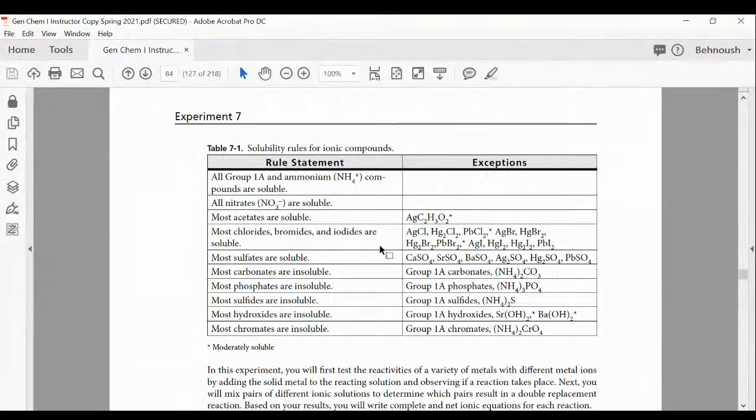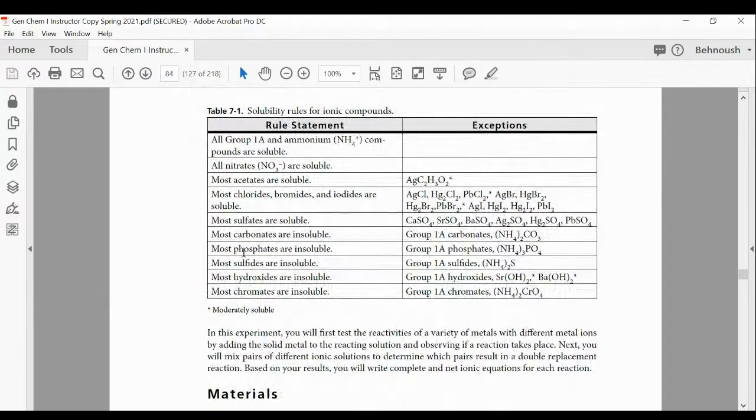And know how to use the solubility table. Remember, the first 5 rows are generally soluble with some exceptions, and the last 5 are generally insoluble with some exceptions. So all carbonates are insoluble, except sodium carbonate, potassium carbonate, or anything from group 1A carbonate, or ammonium carbonate.